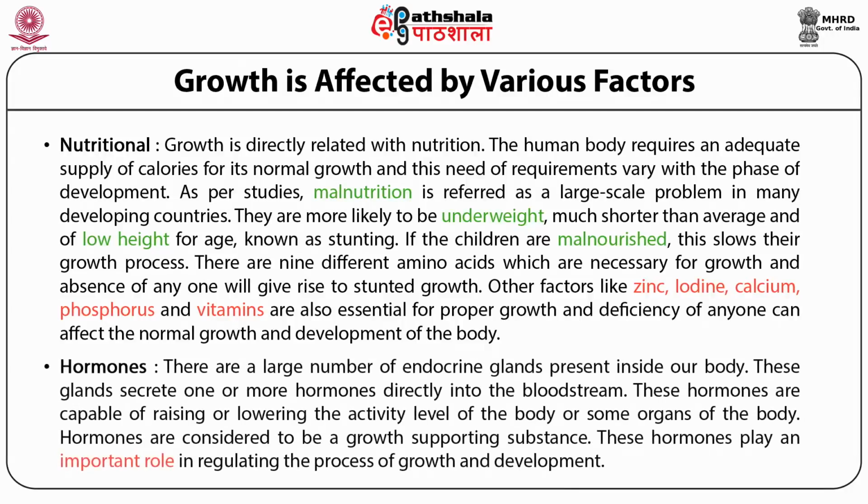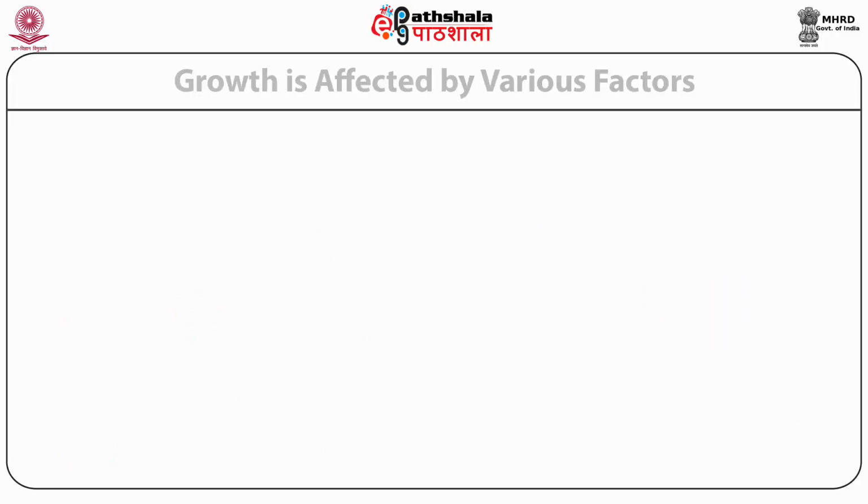Hormones. There are a large number of endocrine glands present inside our body. These glands secrete one or more hormones directly into the bloodstream. These hormones are capable of raising or lowering the activity level of the body or some organs of the body. Hormones are considered to be growth supporting substances. These hormones play an important role in regulating the process of growth and development.